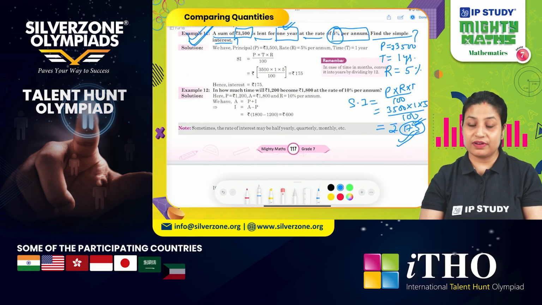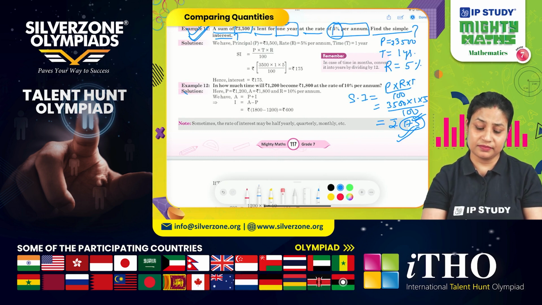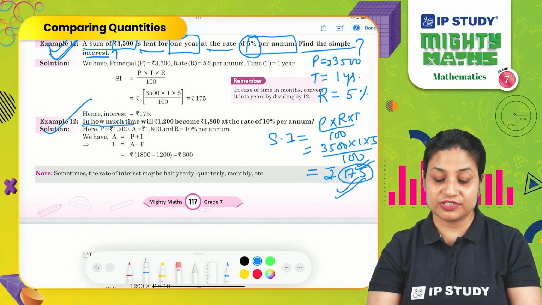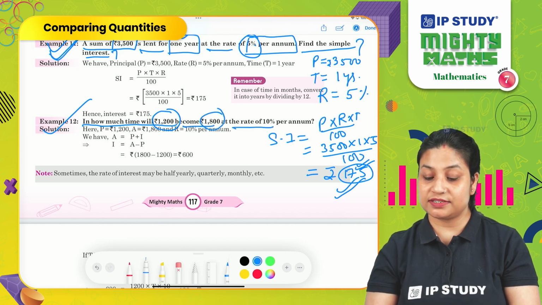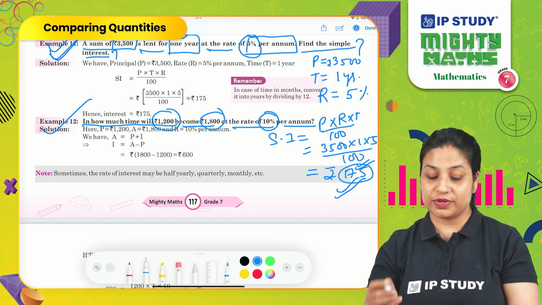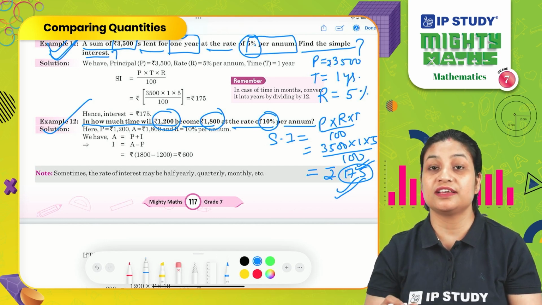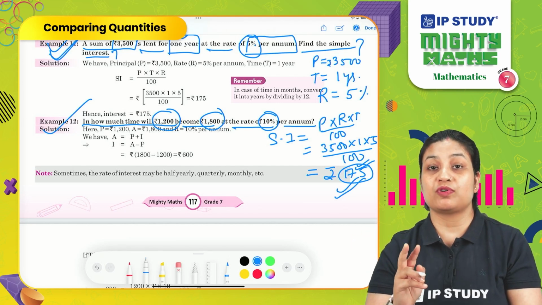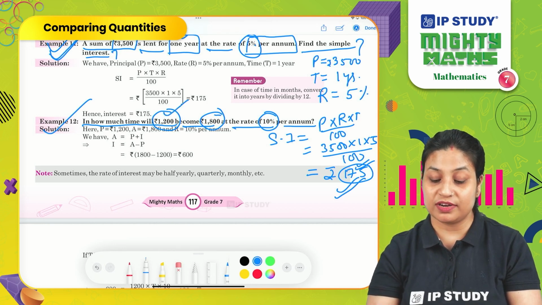Now let's take one more example to understand this concept more clearly. Let's take example number 12. It is asking in how much time will rupees 1,200 become rupees 1,800 at the rate of 10% per annum. So here, what is given to you? Always write the quantities that are given to you in the question. Here two amounts are given to us, one is 1,200 and one is 1,800.